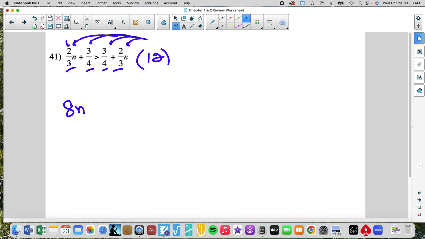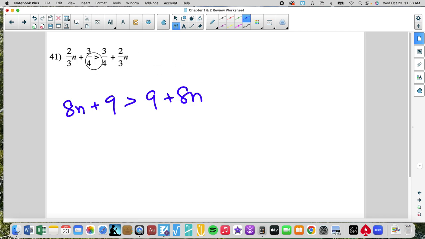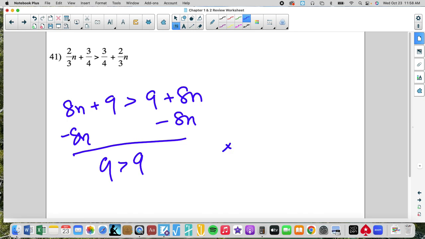If we take 12 and we multiply it by this one, the 4 cancels with that. That becomes 3, and 3 times 3 is 9. And then we multiply the 12 times this. 4 is 3. That is 9. And the 12 times this, 3 goes 4, and 8n. That's one way of doing this. And now we move the variables first. We're going to subtract 8n, subtract 8n, and we're left with 9 is greater than 9. The variables cancel.